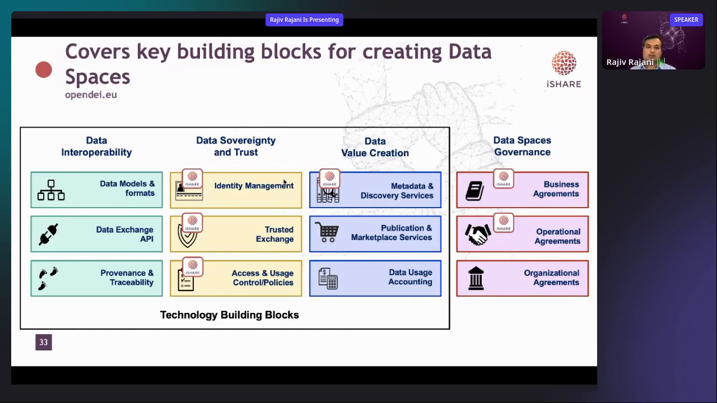So you can use that as a starting basis for your data space, and add additional requirements if necessary in your data space relating to these blocks. And of course, the organizational agreements are between the organizations of the data space, so it is always data space specific.